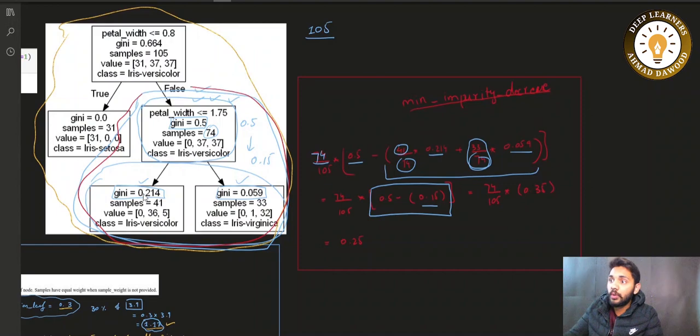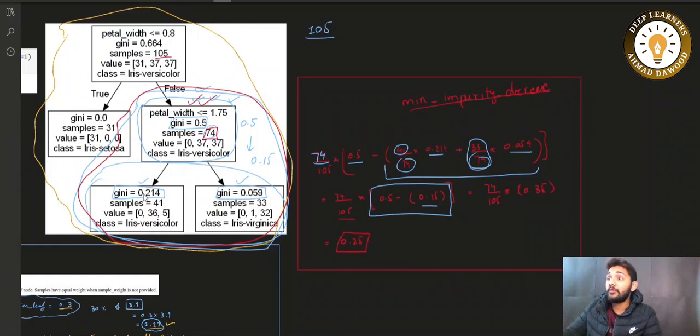Now it will say how much reduction in impurity over the whole data points this split has produced. You multiply the reduction in impurity by the number of points at this particular node, divided by the total number of points, which is 105, and you can see that from your root node. Now you have found the value 0.25. So the total reduction in impurity this split has produced is 0.25.